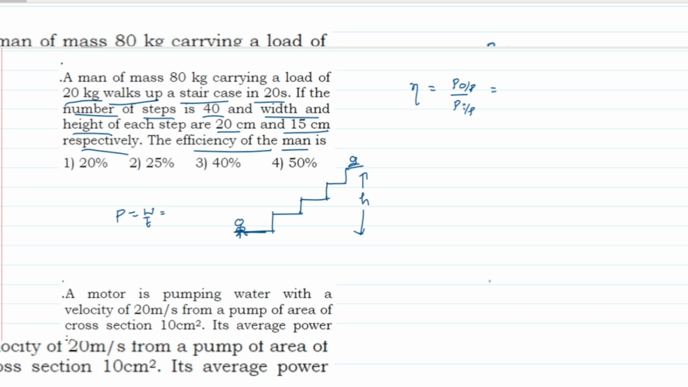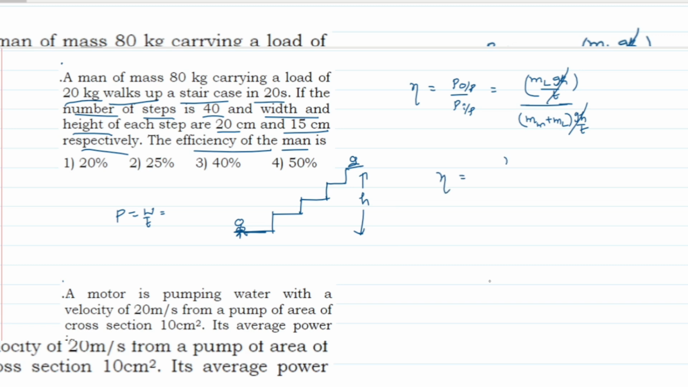And here, work done by time: the mass of the load into g into h by time, divided by input power. Along with the man, the load is also moving, so into g h by t. So power equals output power, where he is delivering only the load: load mass into g into h by t, by input power, where along with the man the load is also moving. Here g h by t, g h by t you cancel.